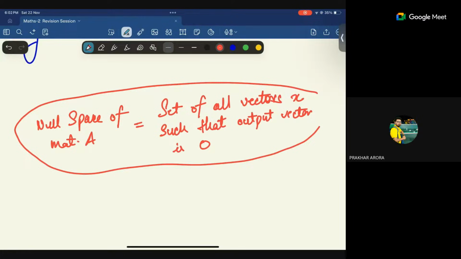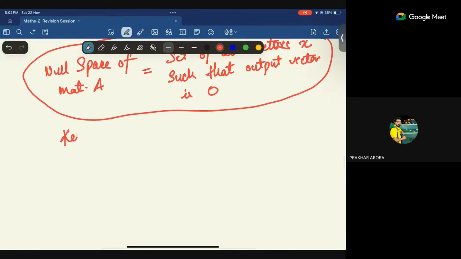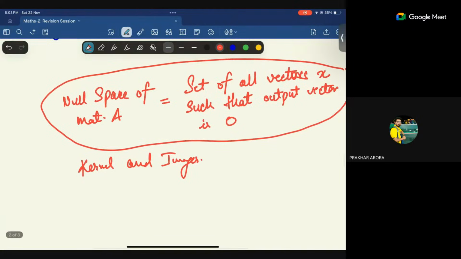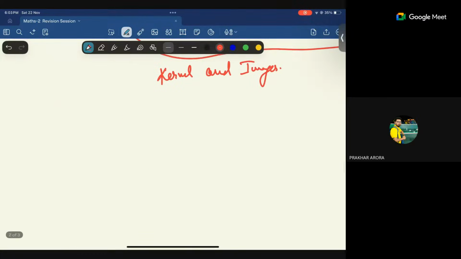After 10 minutes I will be talking about something called kernel and images. And there we will use this definition again, just with one very small tweak. Basically exactly the same thing, just the words will shift up down up down. Is this clear? What is the null space of A? Yeah, very good. Anybody has any doubt?